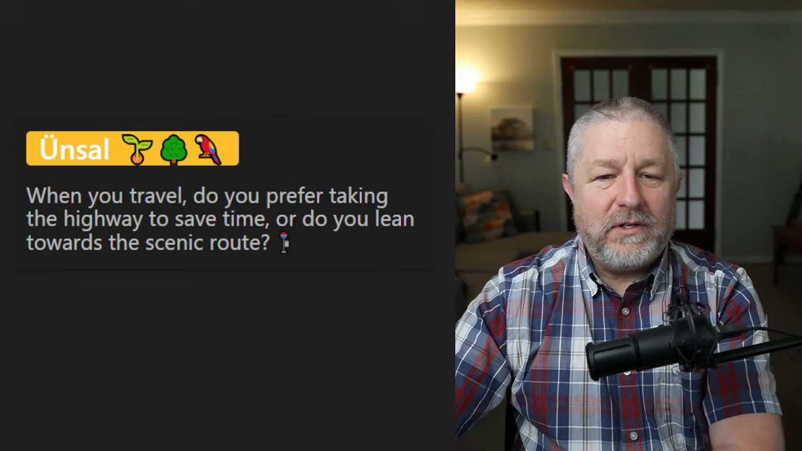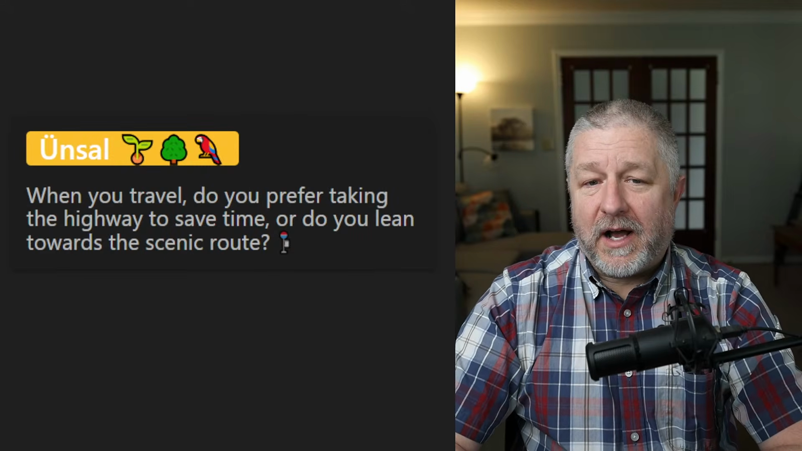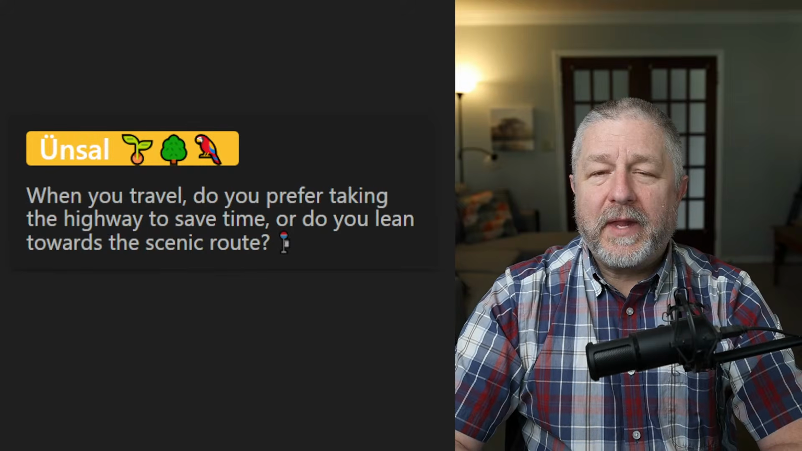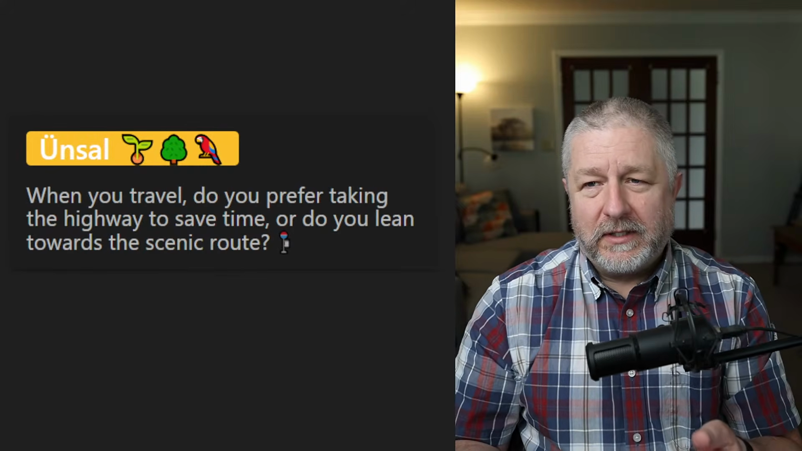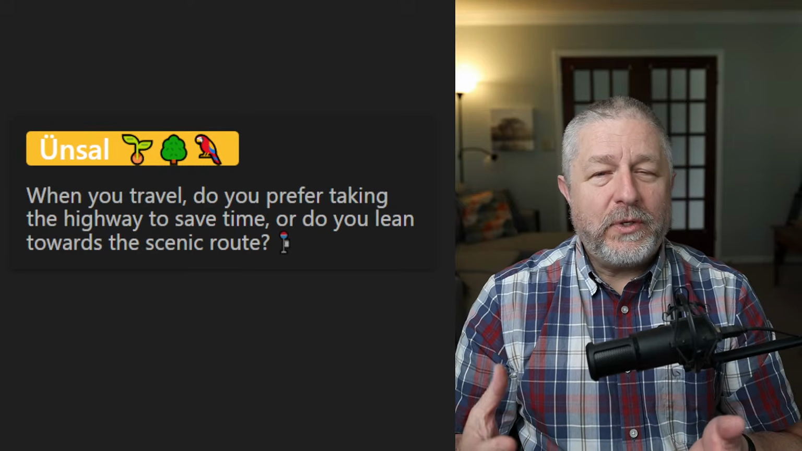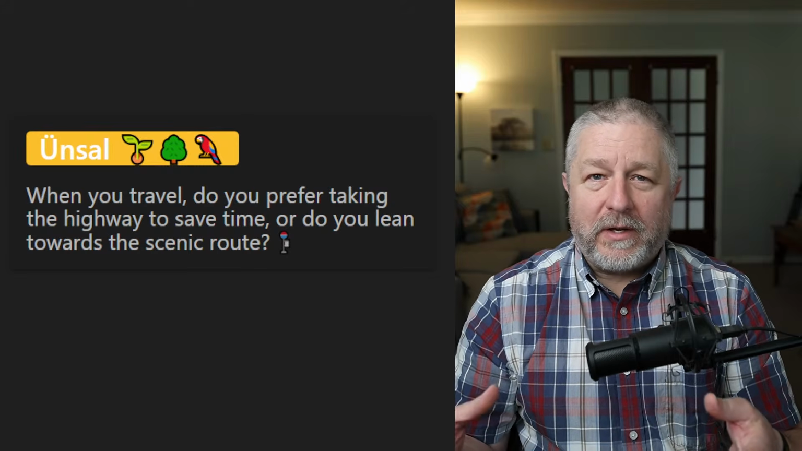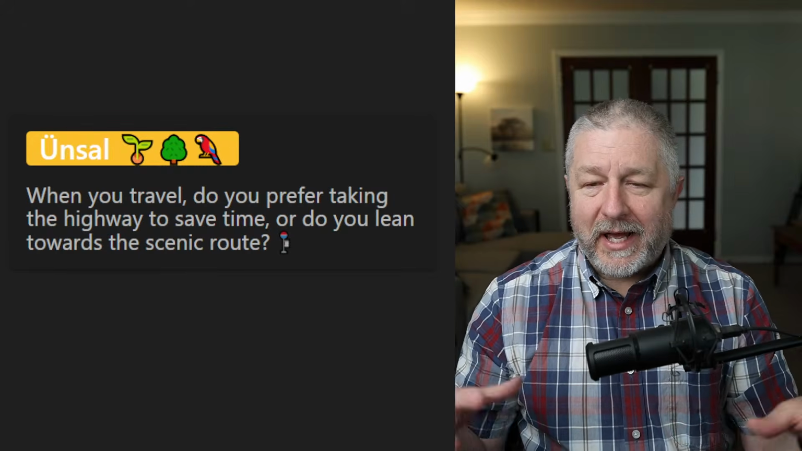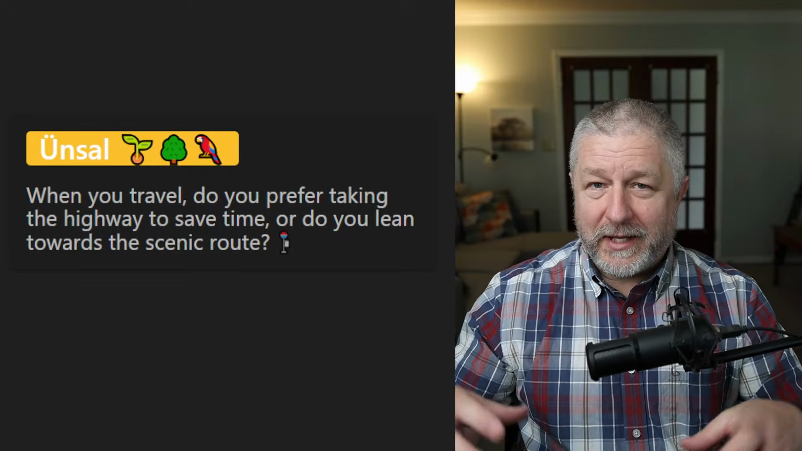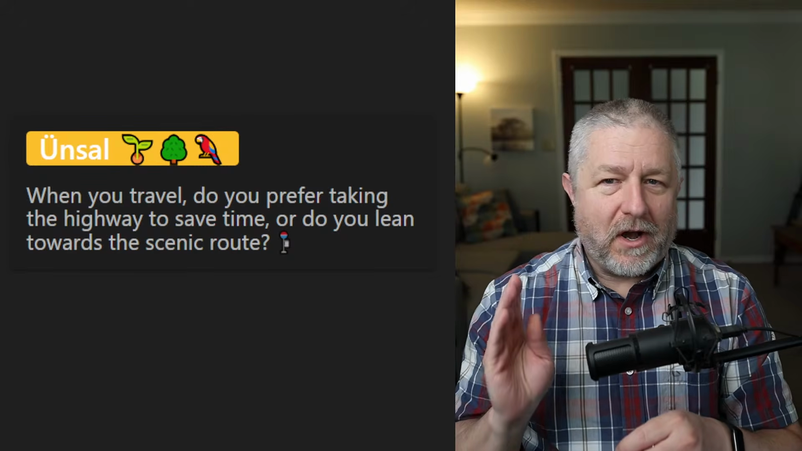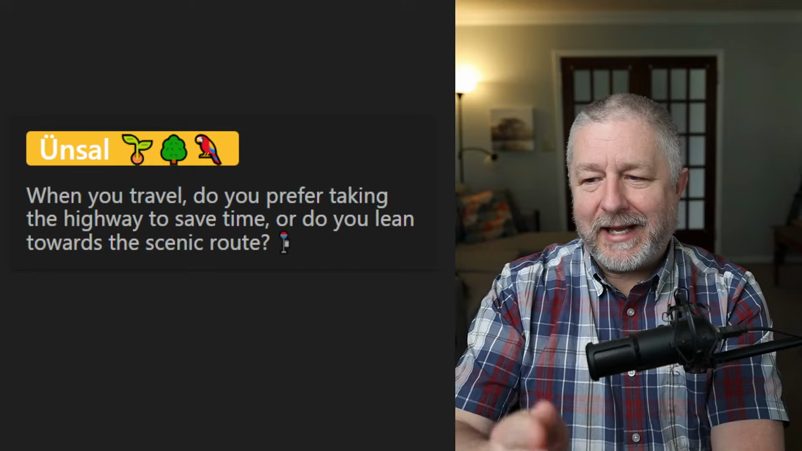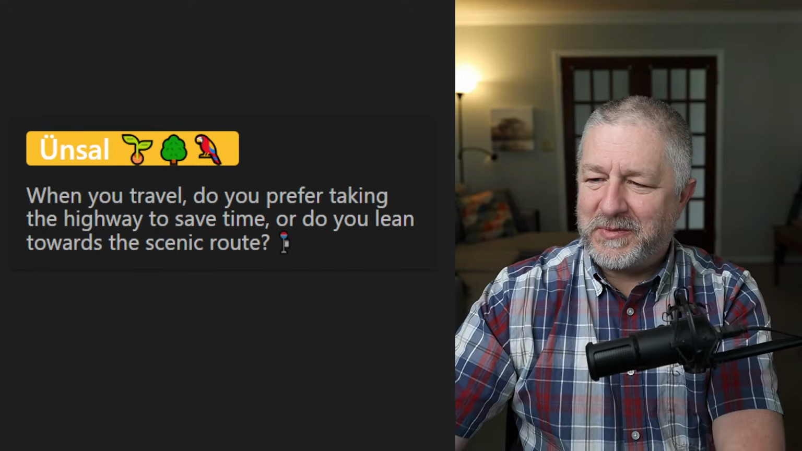From Unsel, when you travel, do you prefer taking the highway to save time, or do you lean towards the scenic route? So as Jen and I get older, and if we have time, we do enjoy the scenic route. When we were younger and had all 5 kids living at home and they were all little, we would not go the scenic route. If it was a 2-hour drive, we would try to get there as soon as possible.